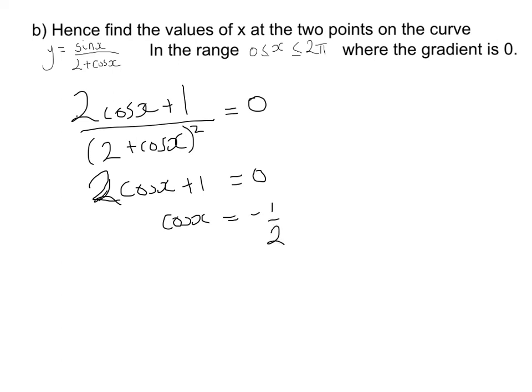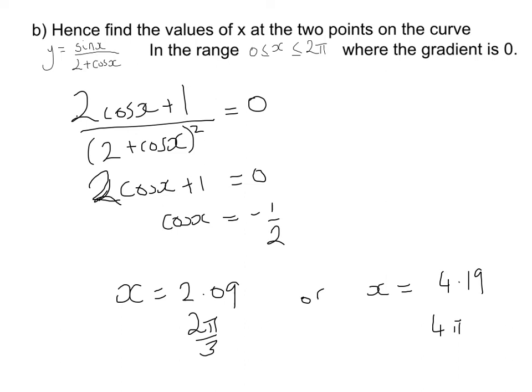And using a calculator in radians, we have that either x equals 2.09, which more nicely is 2 pi by 3, or x equals 4.19, which is 4 pi by 3. And these are 2 values within our range here. Both of them are less than 2 pi and bigger than 0.